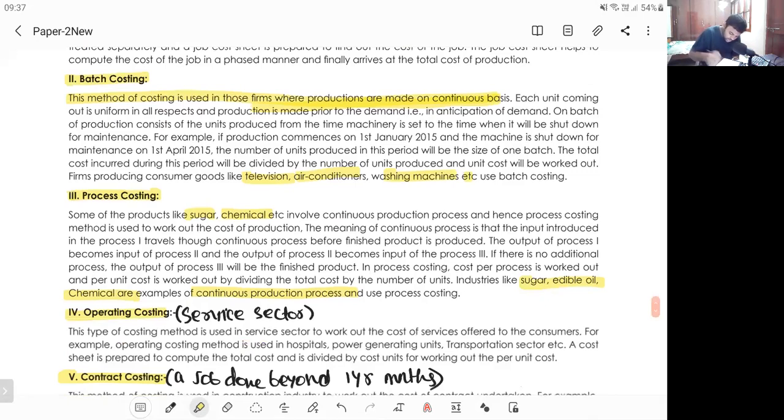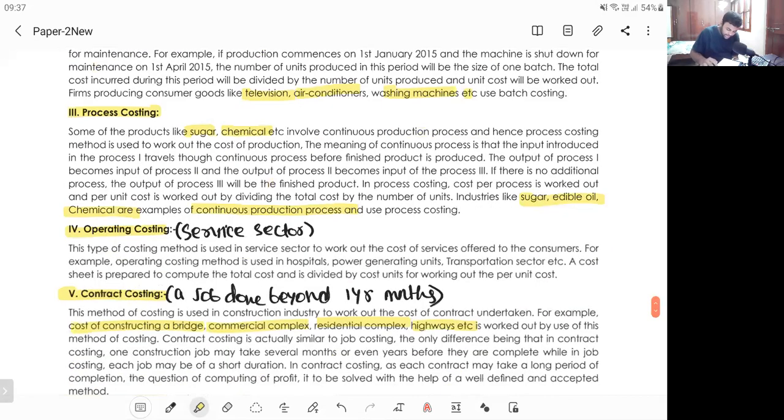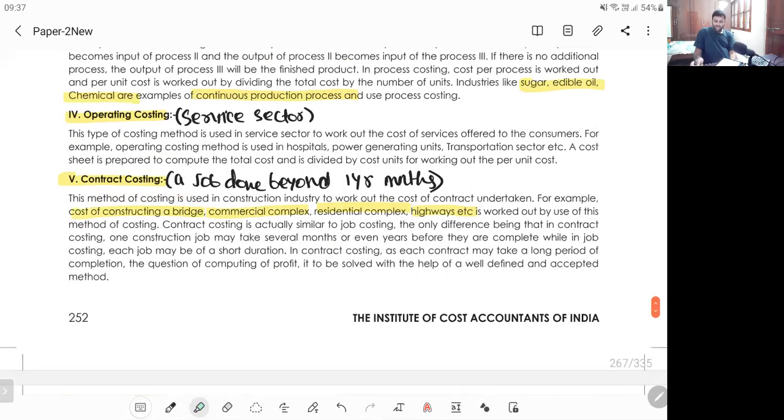Next, ready-made garments use batch costing. Okay, these are the examples for batch costing. Whenever there's a continuous production, there you have batch costing.